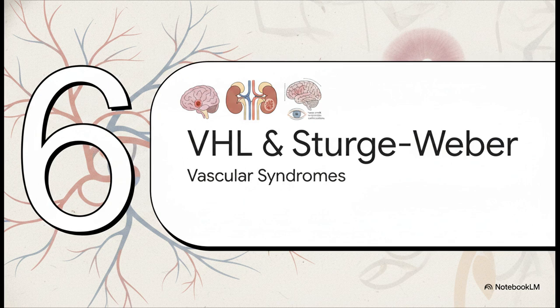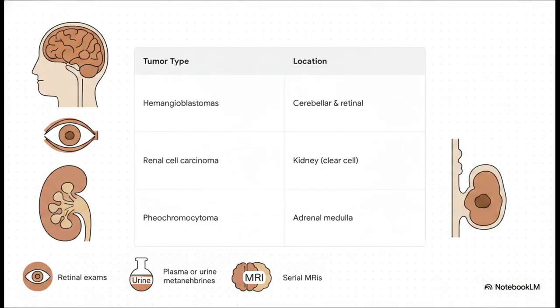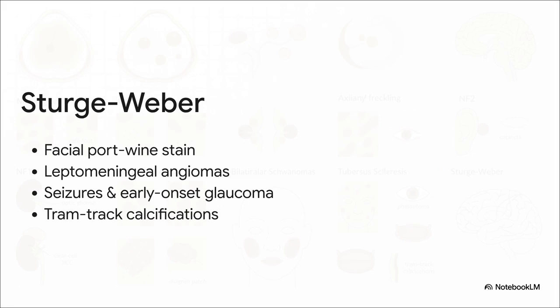Finally, let's cover von Hippel-Lindau and Sturge-Weber syndromes. For von Hippel-Lindau disease, memorize the core diagnostic triad: cerebellar and retinal hemangioblastomas, clear cell renal cell carcinoma, and pheochromocytoma. Surveillance is heavily focused on regular retinal exams, checking plasma or urine metanephrines, and serial MRIs of the brain, spine, and abdomen. We'll wrap up with Sturge-Weber syndrome.